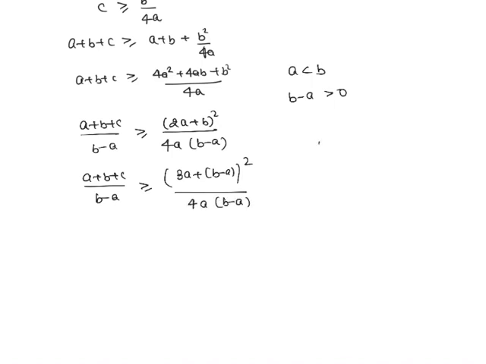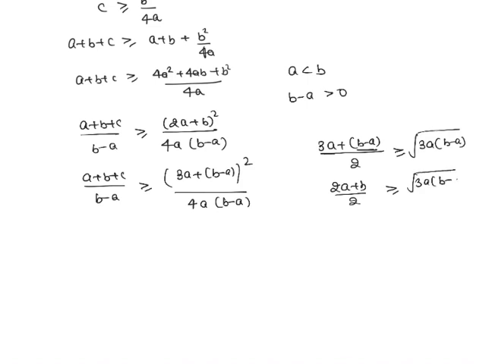Now what can we say? You have 3a plus (b minus a). B minus a is what? Positive. A is also positive. Divided by 2 should be always greater than or equal to root over 3a into (b minus a). So if I simplify, (2a plus b) divided by 2 is always greater than or equal to root over 3a into (b minus a). If we square it, so what will come? (2a plus b) whole square divided by 4 should be greater than or equal to 3 times a into (b minus a).